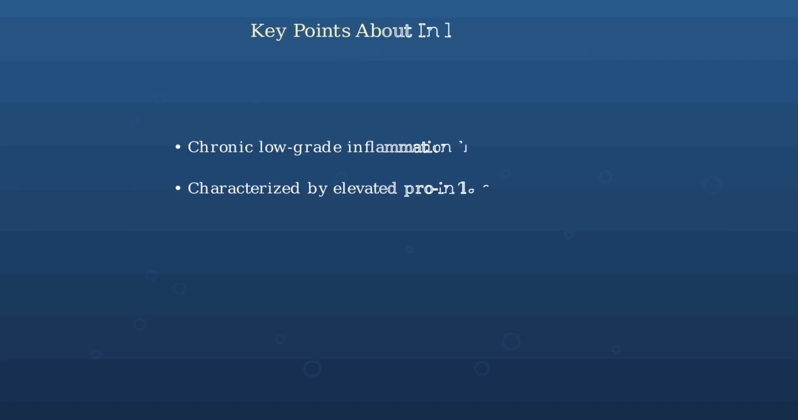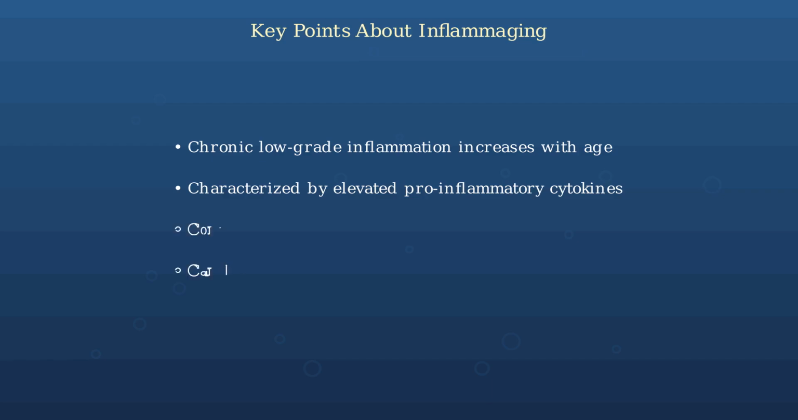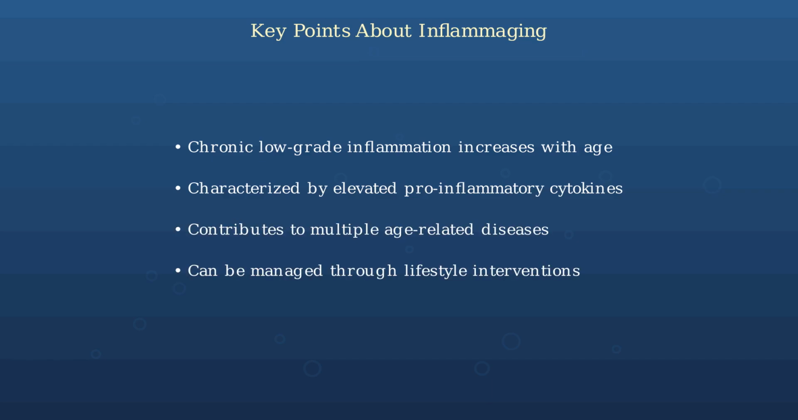In summary, inflammaging is characterized by chronic low-grade inflammation that increases with age and contributes to multiple age-related diseases. This inflammatory state contributes to conditions like atherosclerosis, diabetes, Alzheimer's disease, and cancer. Importantly, inflammaging can be modulated through lifestyle interventions.